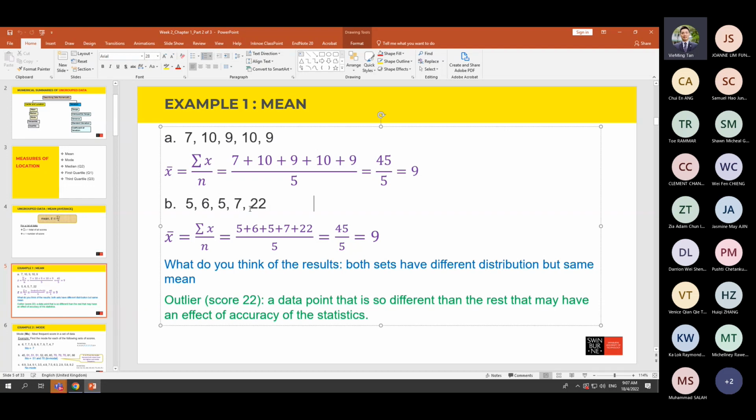Without the 22, suppose your average would be about 6.5 instead of 9. But because of 22, the extreme number, that increases the mean value. So mean is very sensitive to the outlier or extreme number. Okay, outlier here. So this is the weakness of the mean: it is sensitive to outliers. So that is the first measurement for today.